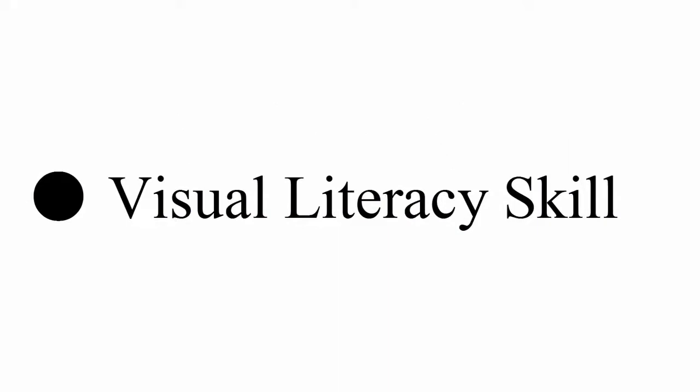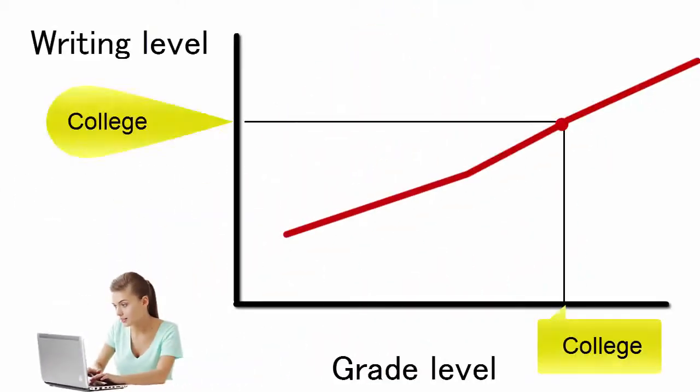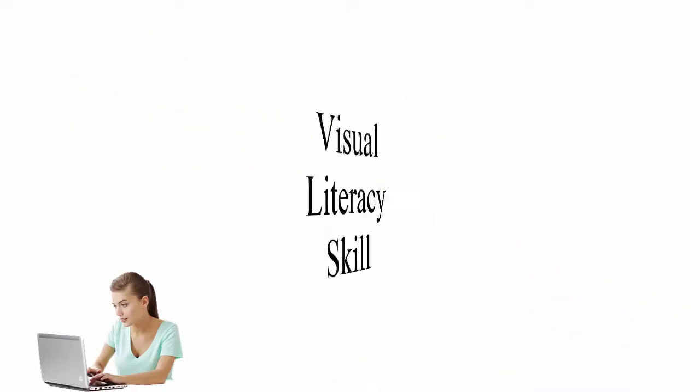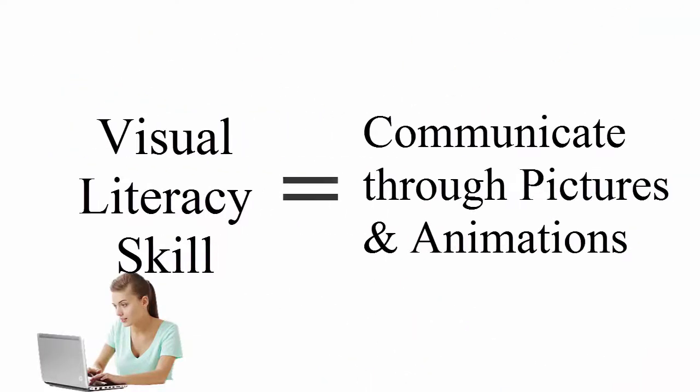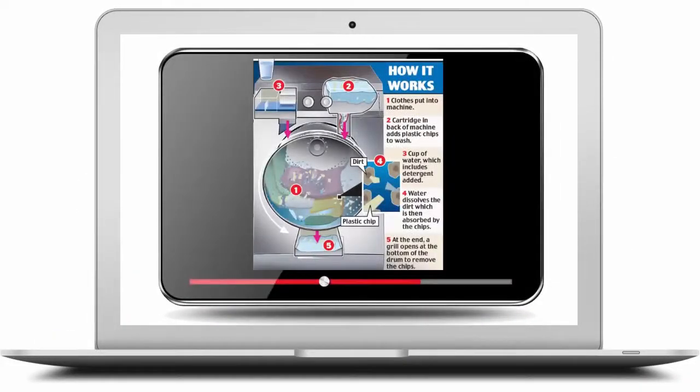Visual literacy skill. I'm sure most college students can write at a college level. But when it comes to the visual literacy skill, which is to communicate through pictures and animations, this is a typical visual literacy skill level observed among many college students today. Mayer suggests that learning with words and pictures is more effective than learning with words alone or pictures alone.